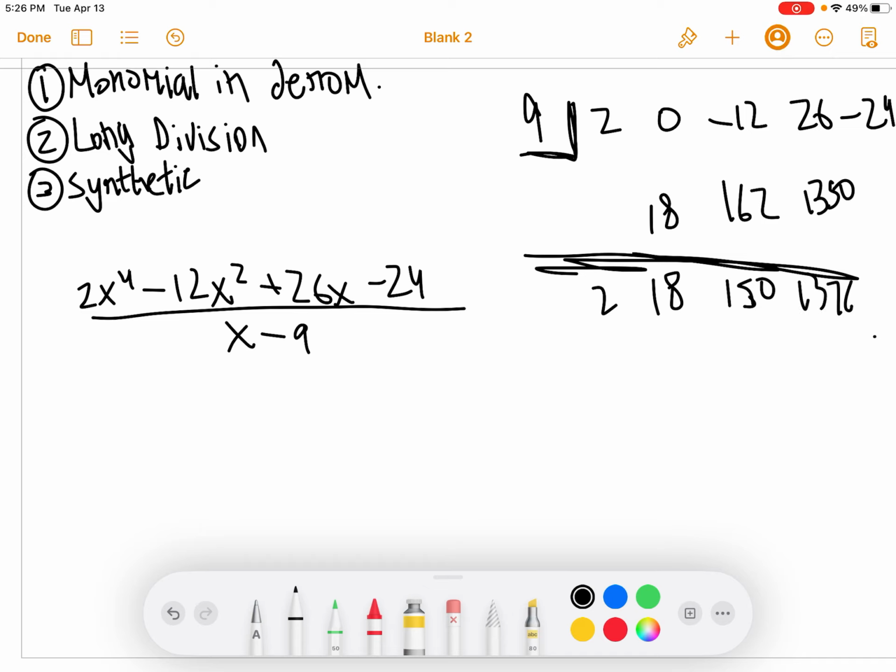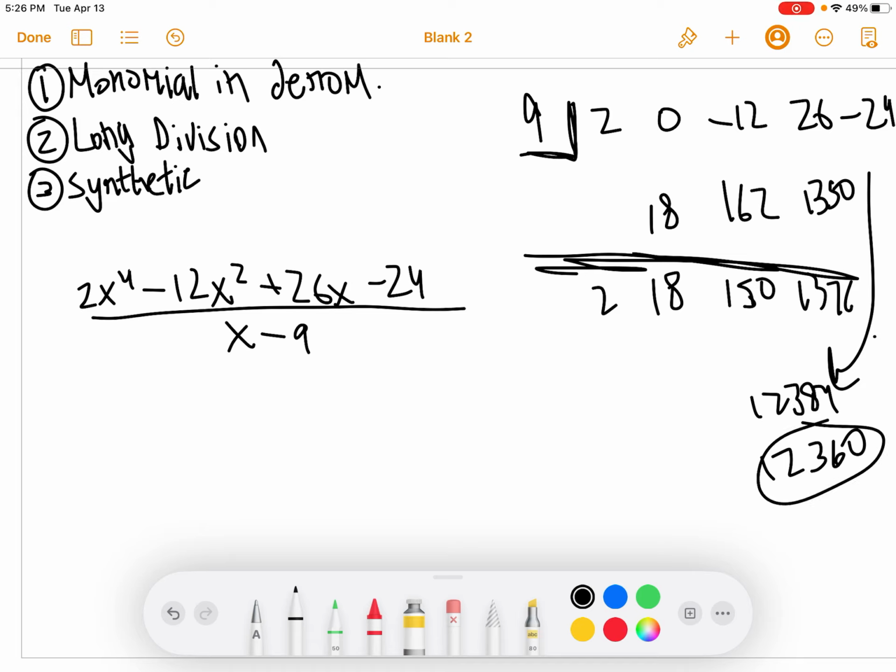Ooh, 9 times 1376. And then we get, oh my gosh, I'm going to have to bring that down here. We get 12,384. Negative 24 plus 12,384 is 12,360. All right, there we go. So that's actually our remainder, not 696, 12,360. So that's a big remainder. So obviously that means that x minus 9 is not a factor of this polynomial, not something that can multiply to equal it evenly by factoring.